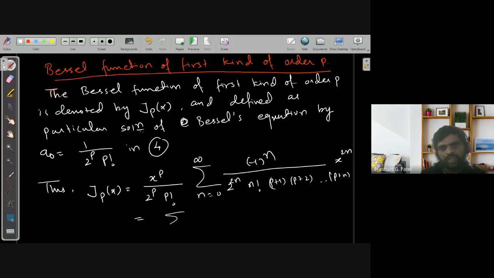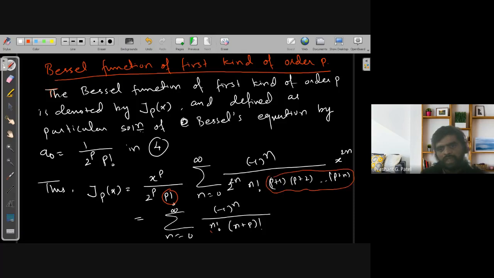So this expression I can write down summation n running from 0 to infinity minus 1 raised to n upon n factorial, n plus p factorial, because this is n plus p factorial together with this one, and this n factorial is already there, and this whole quantity I may write down as x by 2 power 2n plus p, that is the power of x, and the power of 2 is 2n plus p here is also there. So that's why it is 2n plus p. And we call this expression 5.